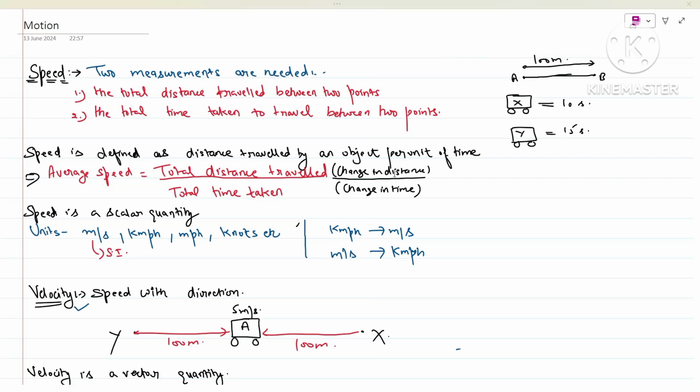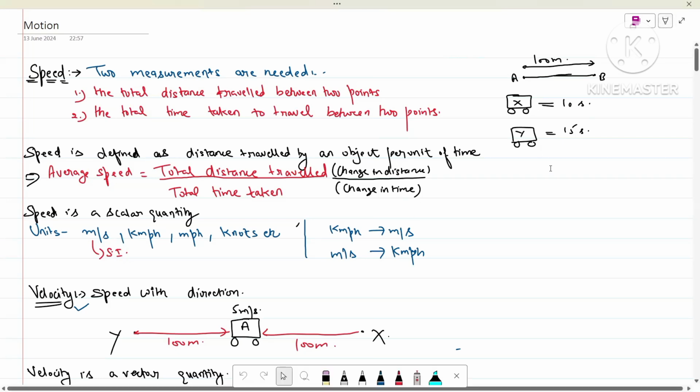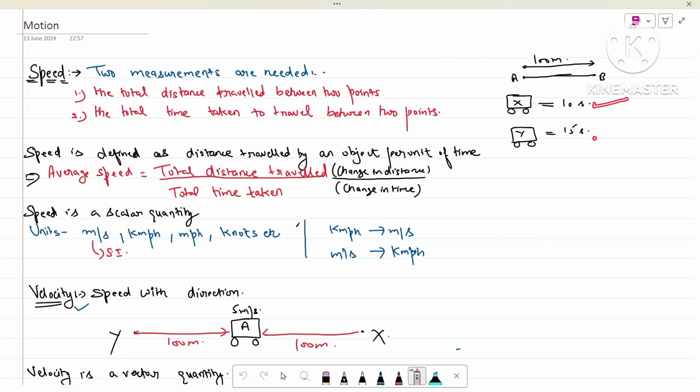Let's consider 2 points A and B at a distance of 100 meter apart. And now we are considering two trolleys X and Y. Let's say trolley X covers this 100-meter distance in 10 seconds and trolley Y covers this 100-meter distance in 15 seconds. So generally we can say, if trolley X is taking less time to cover the distance of 100 meter, that is the same distance as being covered by Y, we can say the speed of trolley X is more than the speed of Y.